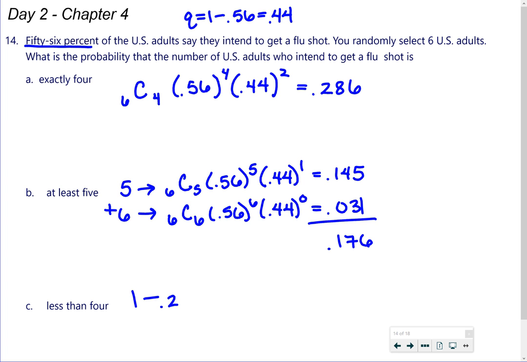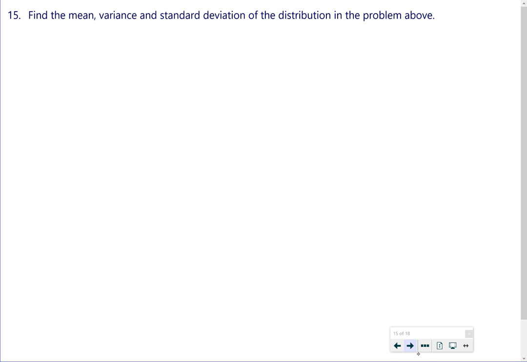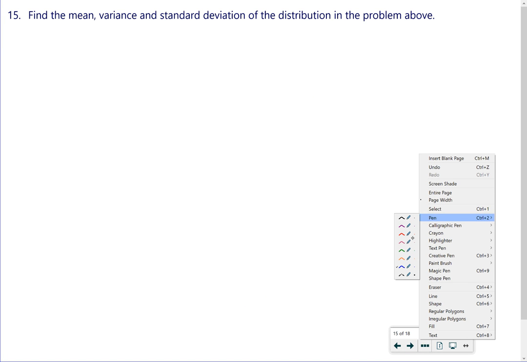So 1 minus 0.286, minus 0.145, and minus 0.031. 0.538. The complement of everything greater than or equal to 4. Right. Questions on that one? Okay, moving on.